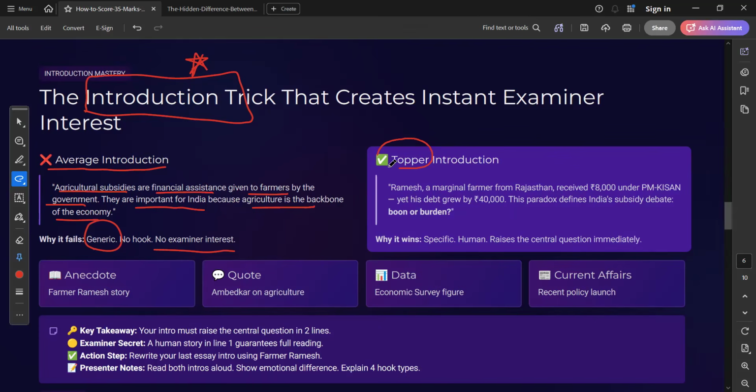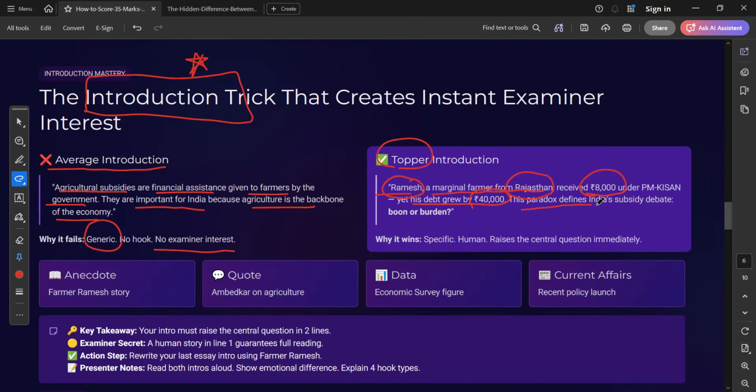And how would a topper write? Let's see. Ramesh, a marginal farmer from Rajasthan. See, giving a persona, writing a place to make it specific in nature. It's not like you can put any name, any place, that doesn't matter. The idea has to be conveyed that you have understood the nitty-gritty of agriculture subsidies. So Ramesh, a farmer from Rajasthan, has received 8,000 under PM Kisan, yet his debt grew by 40,000. Oh my God, that's a paradox. And that's where the examiner's interest will be caught.